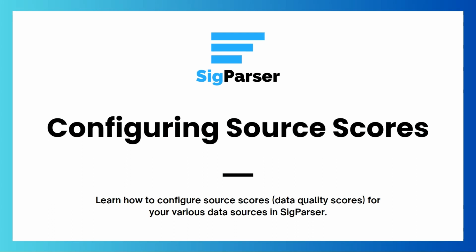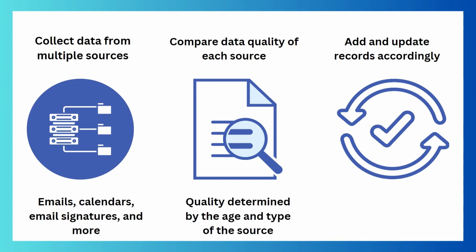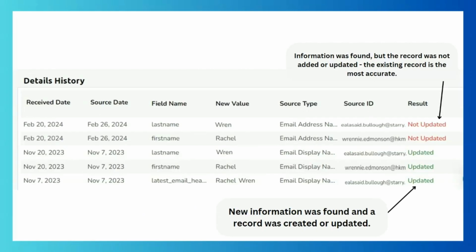In this video, we will show you how to configure source scores or data quality scores in your SigParser account. SigParser references multiple data sources to gather contact and company information, and each source has a score that determines the quality of the data. Higher source scores indicate a higher level of data quality.